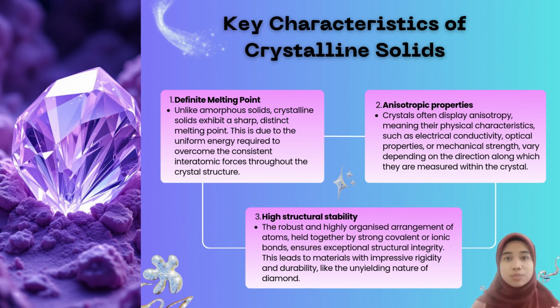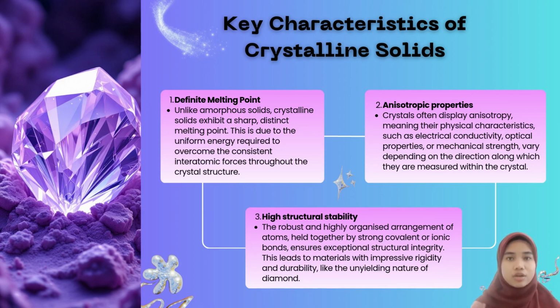Firstly, crystalline solids possess a definite melting point. Unlike amorphous solids, crystalline solids exhibit a sharp, distinct melting point. This is due to the uniform energy required to overcome the consistent interatomic forces throughout the crystal structure. Secondly, crystalline solids exhibit anisotropic properties, meaning their physical characteristics such as electrical conductivity, optical properties, or mechanical strength vary depending on the direction along which they are measured within the crystal.